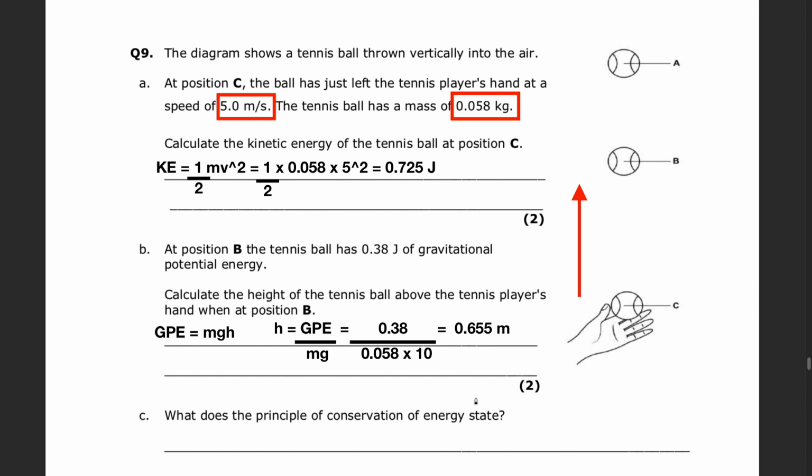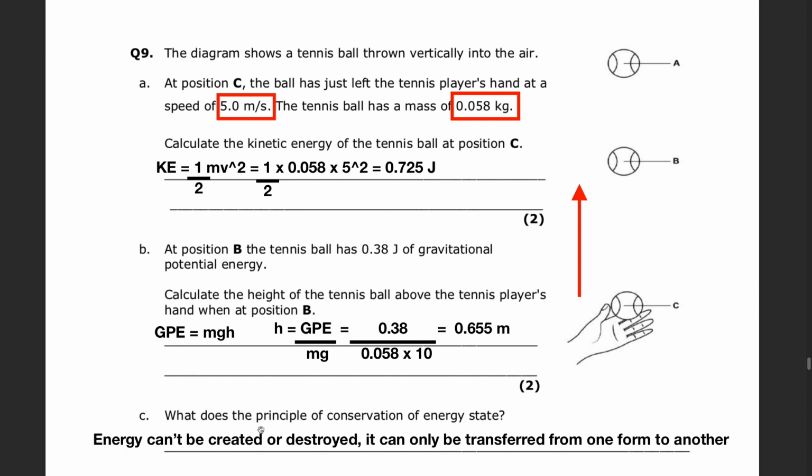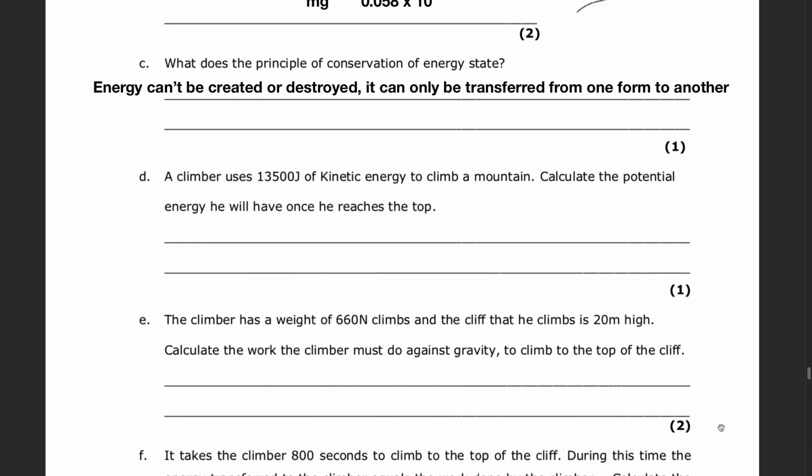Question C. What does the principle of conservation of energy state? This is one of those questions that we have to know by heart. And the answer there is energy cannot be created or destroyed, it can only be transferred from one form to another.